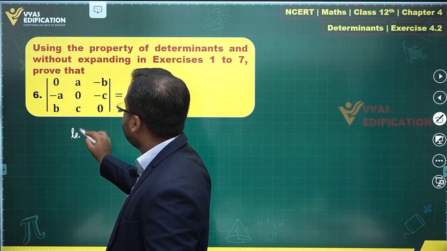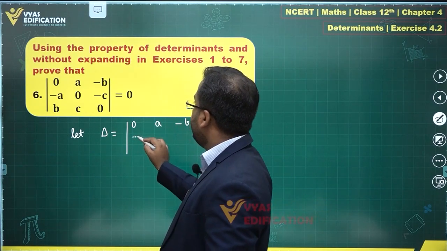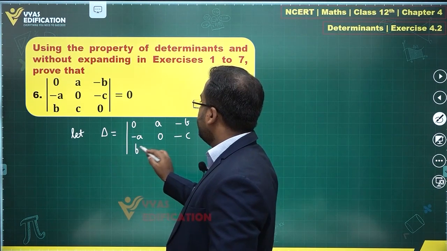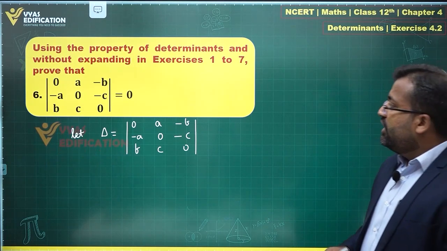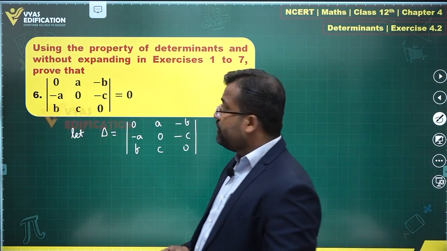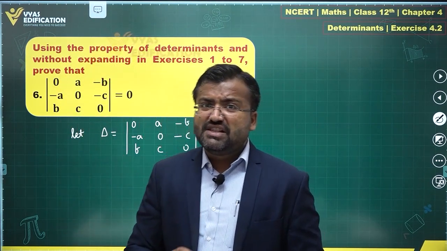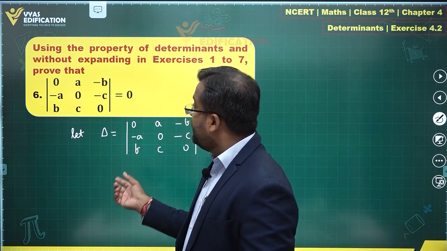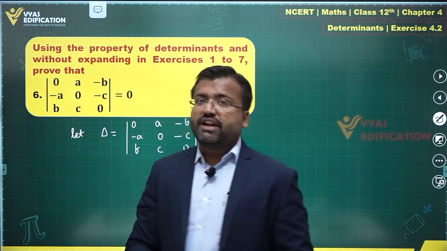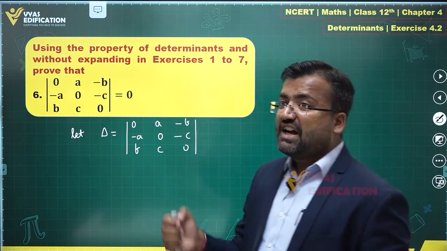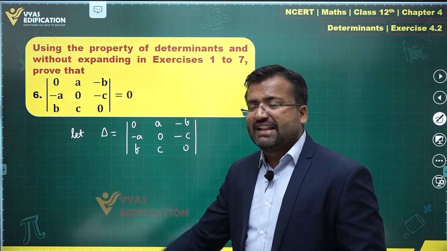What do you have? Let delta be equal to the determinant with rows 0, a, minus b; minus a, 0, minus c; b, c, 0. Okay, this is delta. Now what is delta? If you observe, there's not much you can do. What you can observe is that this is a determinant of a skew symmetric matrix. Can you please observe that? Yes, this is a determinant of a skew symmetric matrix. And we remember one thing from our properties, that the determinant of a skew symmetric matrix of odd order is simply 0. We're going to prove exactly that over here.